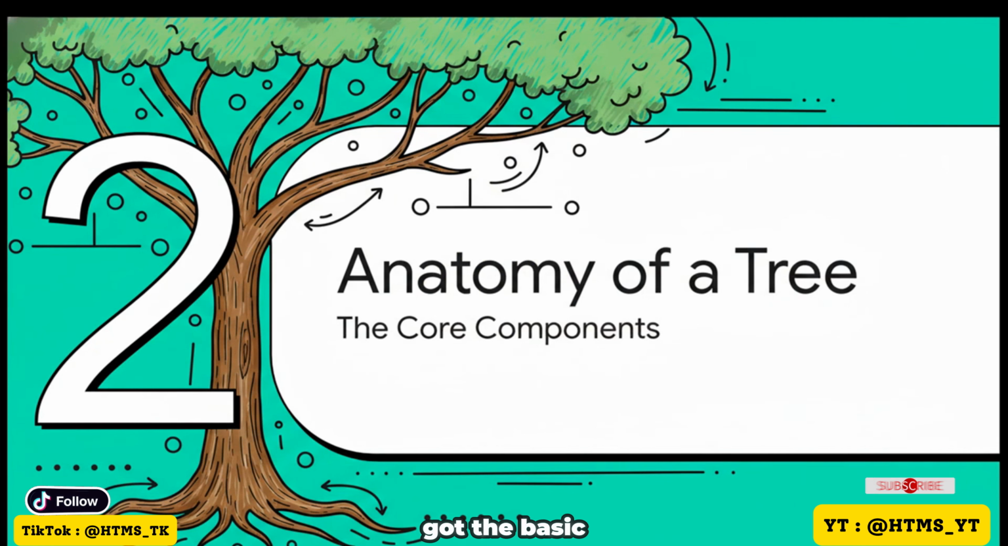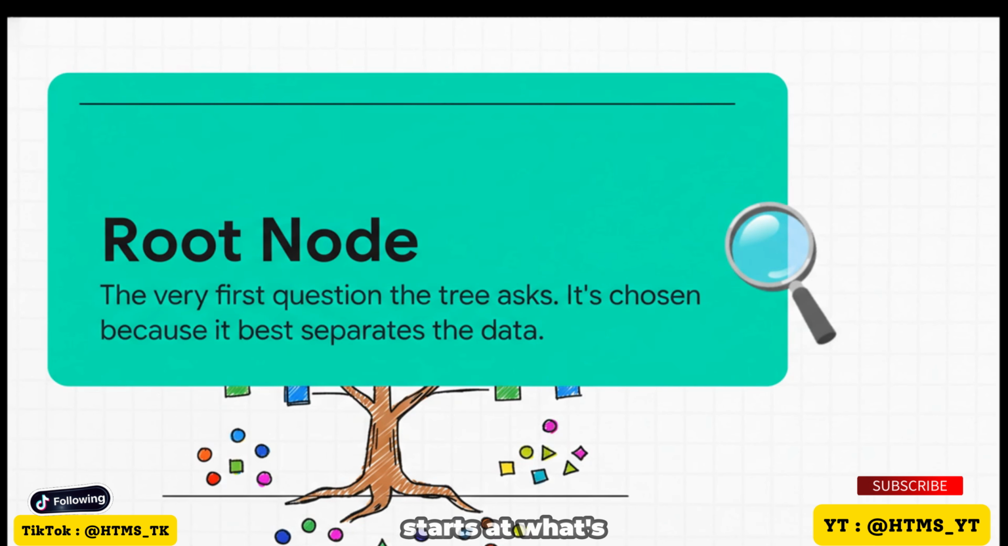Okay, so we've got the basic concept down. Now let's get a little more formal and actually break down the anatomy of a tree, because it has a very specific structure that's really important to understand. Every single tree starts at what's called the root node. Now, this isn't just some random question. It's the single most powerful first question the algorithm can possibly ask. It's the one that does the best job of separating the data right from the get-go.